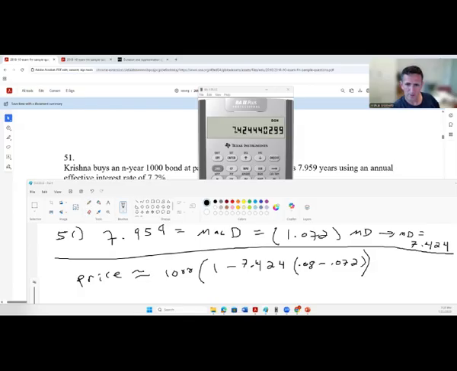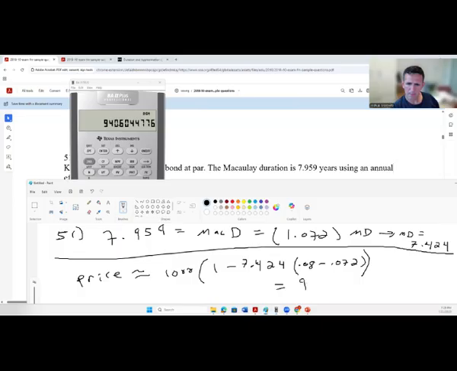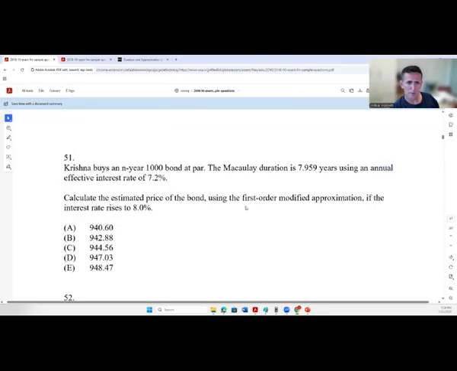On the calculator: 1 minus 0.008 times the modified duration, times 1,000, and we get the answer 940.60, which is right here.